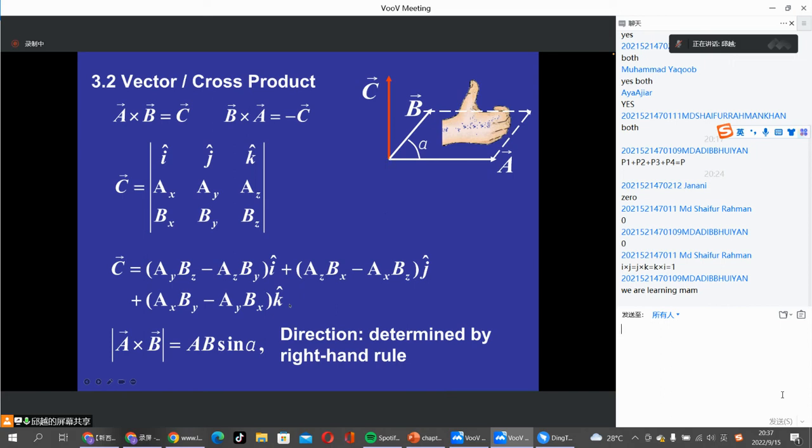And we can do it again. If the first vector is B and B cross A, we can use our right hand. First, raise up our right hand. Our four fingers point to the direction of vector B, and then our four fingers squeeze towards the direction of vector A. And then we have the direction of the cross product, which equals minus C.